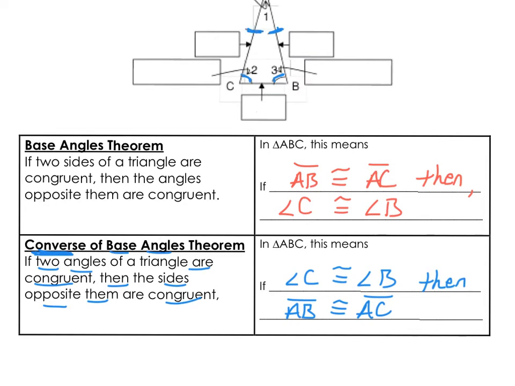So in other words, if I'm given some isosceles triangle and I know right away these base angles are congruent, then I can mark these two sides as being congruent because they initially told me that the base angles were congruent.